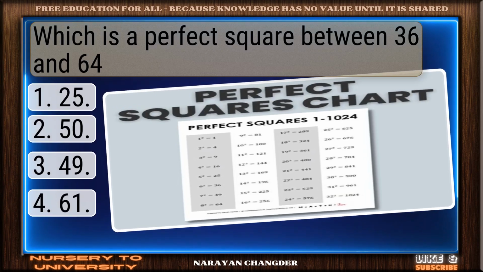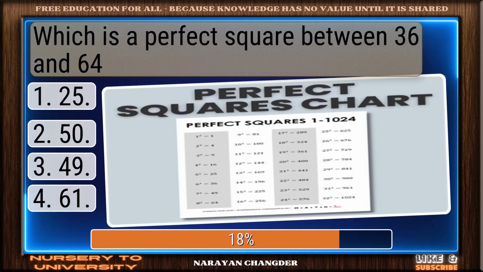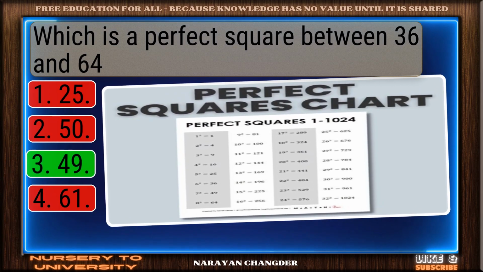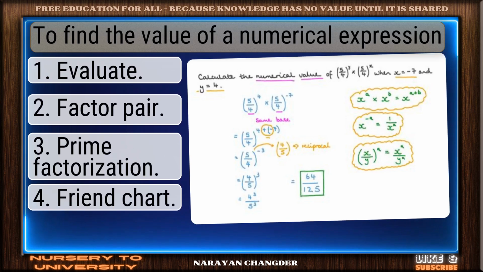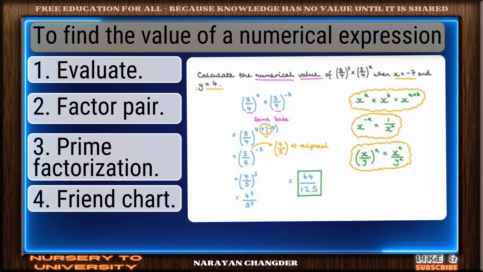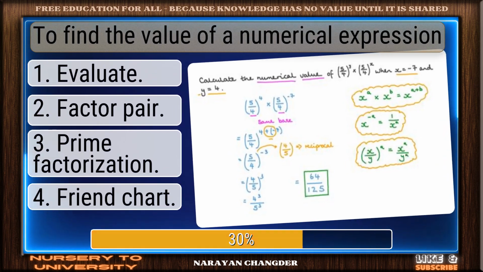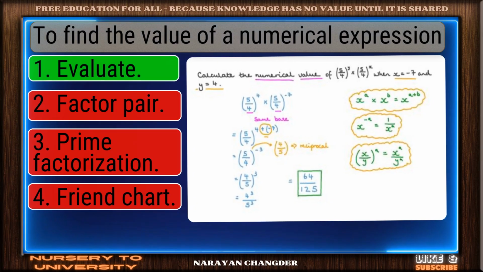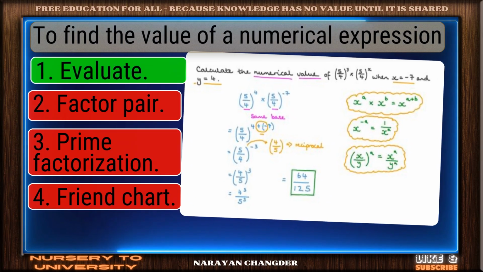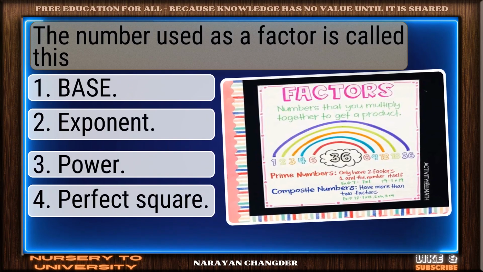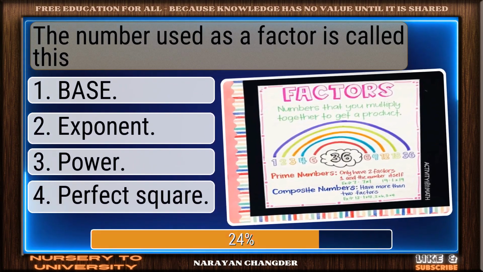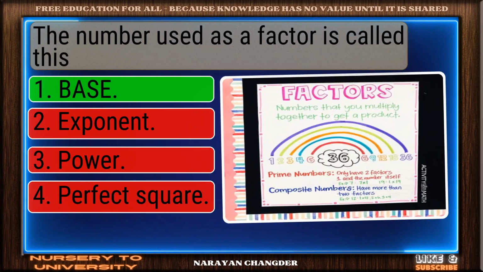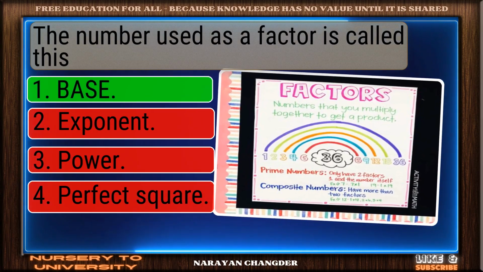Which is a perfect square between 36 and 64? Sharp thinking. 49 is the right choice. To find the value of a numerical expression, we... Evaluate is the right answer. The number used as a factor is called this. You got it. Your choice, base, is right.